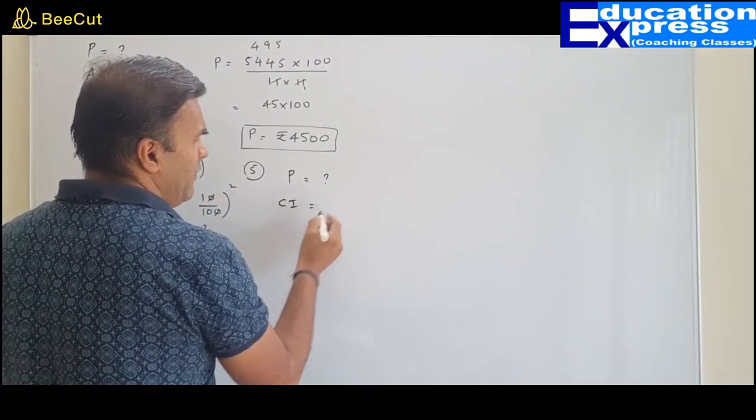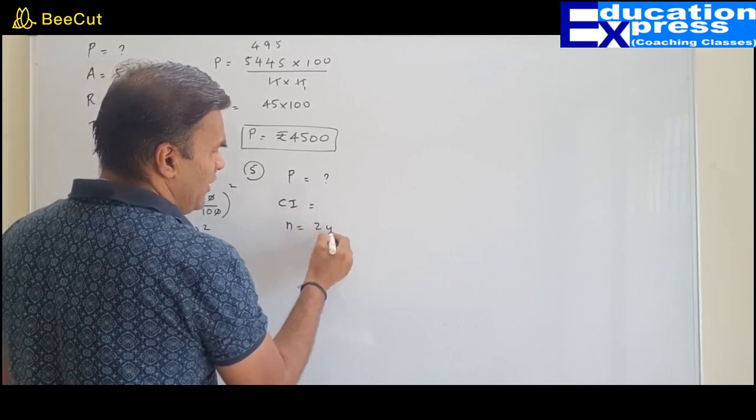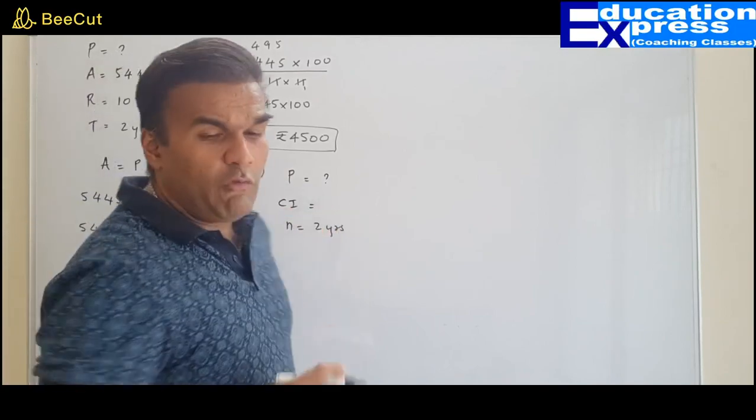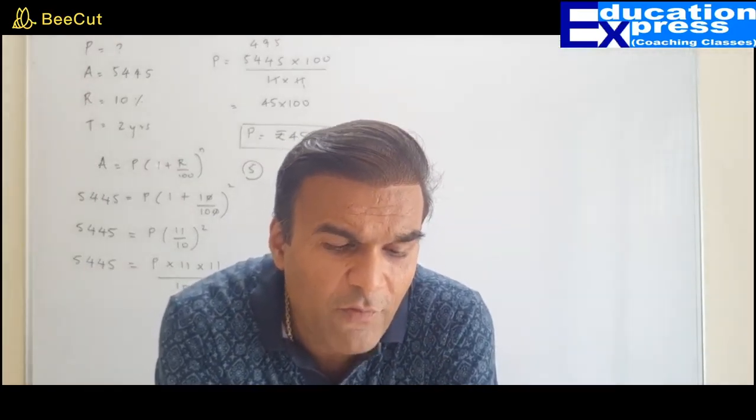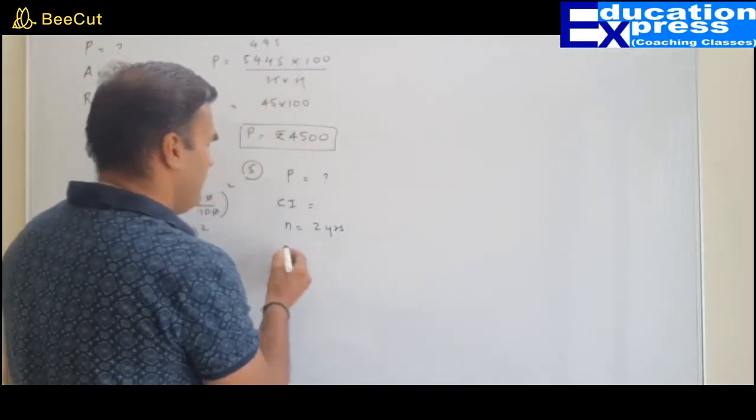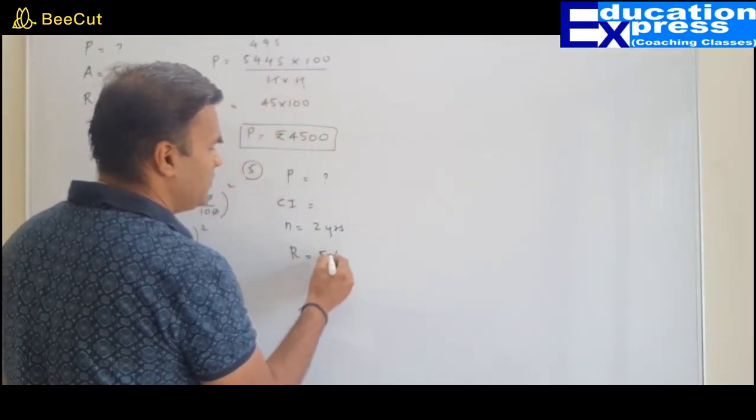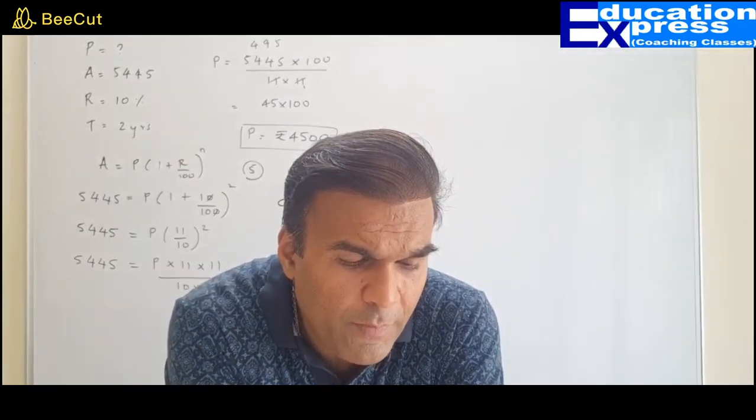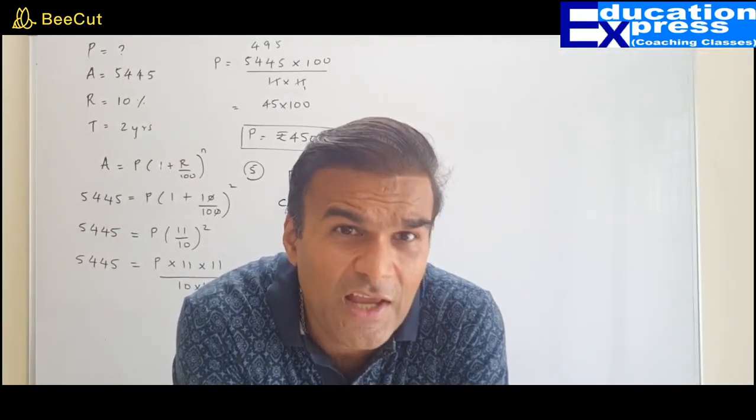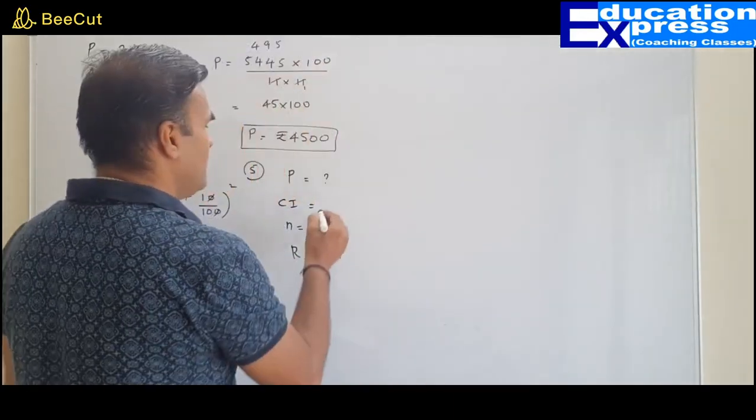Time period 2 years. On what sum of money will the compound interest for 2 years at 5% per annum, so the rate is 5% per annum, amount to rupees 768.75.